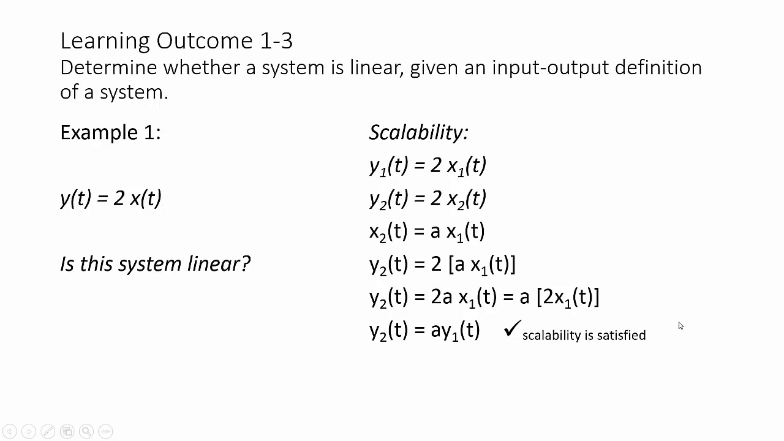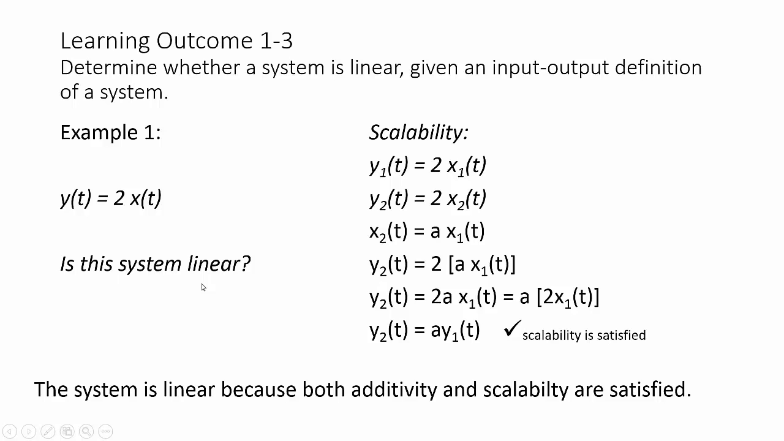Sounds pretty good. We satisfied additivity, we satisfied scalability, but the original question was, is this system linear? Well, the system is linear because both additivity and scalability are satisfied. So you need to state that next. You need to show all this work for scalability, the previous work for additivity, and then make the final statement that the system is or is not linear. In this case, it is linear.